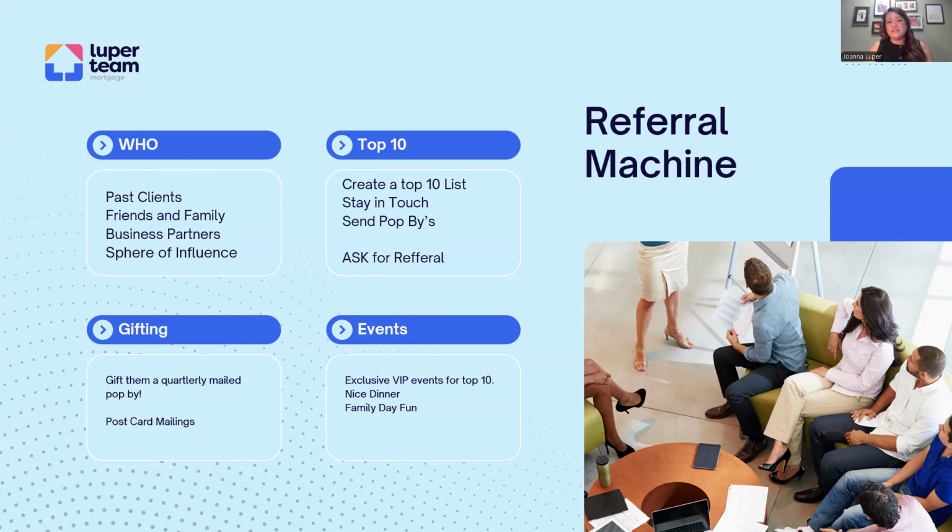And then the top 10. So I want you to create a list of the top 10. The top 10 people, whether they've sent you a referral or that they have talked about you to someone, even if it didn't work out, you want to stay in touch with them. So we do like a little gifting box 4 times a year. We make sure that when they come to our event that we have for all of our clients, that they have a little bit of an upgrade, a little bit of a VIP experience. And then you want to ask them for a referral.